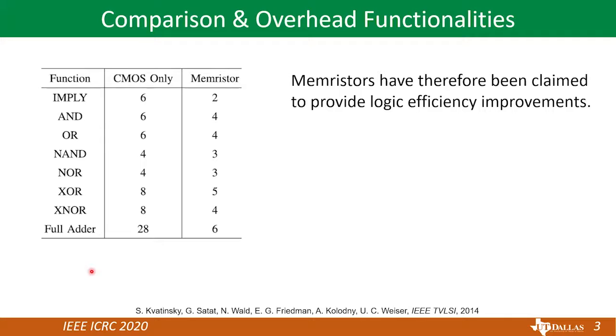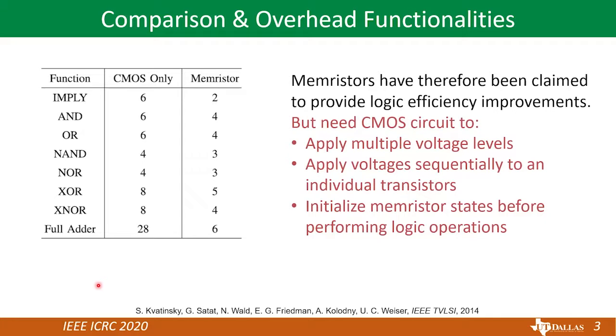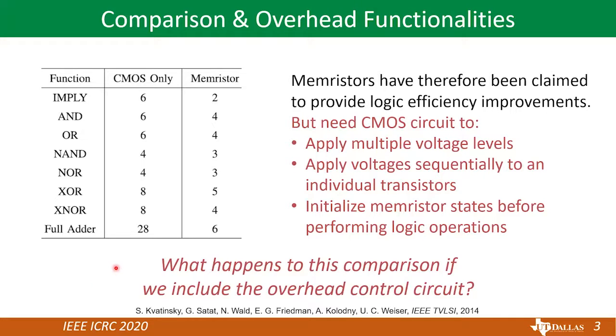Memristors have therefore been claimed to provide logic efficiency improvements, especially with smaller area and lower device count, as shown in the table to the left. However, this comparison is unfair, since memristor logic circuits require multiple driving voltages to be applied sequentially, and the CMOS overhead circuitry to provide those control signals is not free. So what happens to this comparison if we include the overhead control circuits?